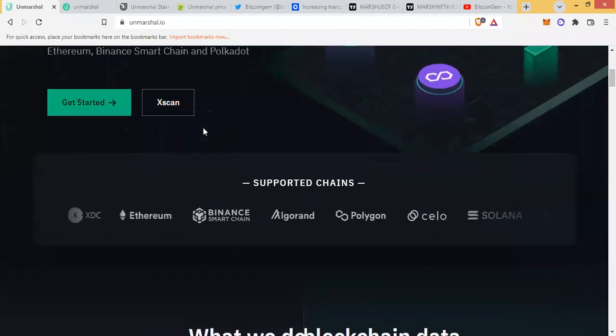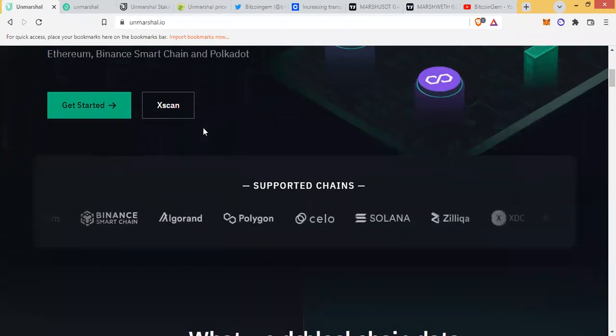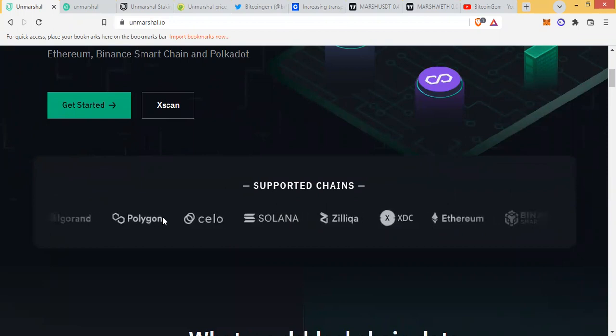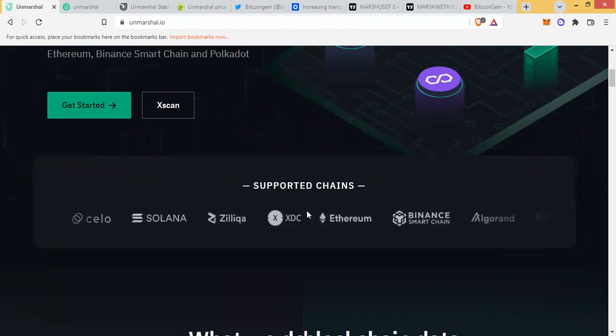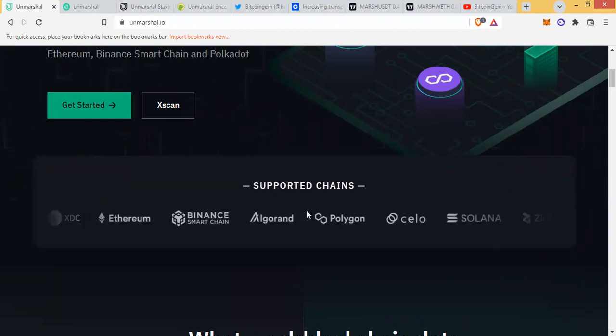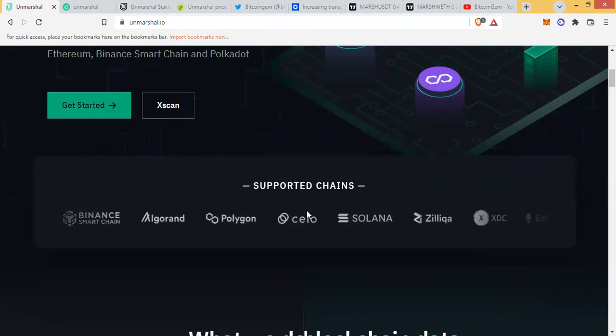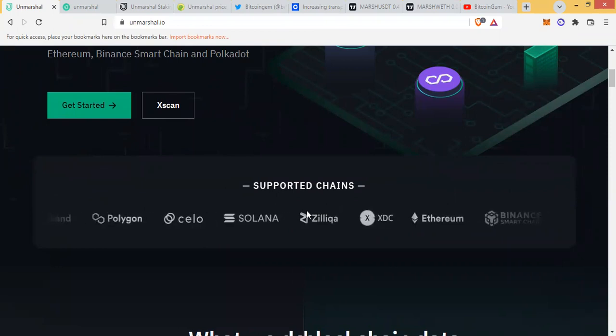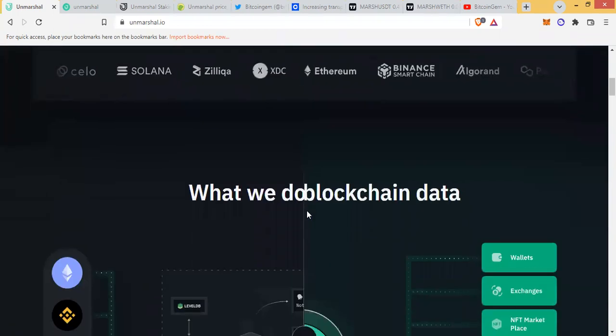So basically they are chain agnostic. They are supporting multiple chains. You can see over here, they are supporting Binance, Ethereum, Zilliqa, XDC, Algorand, Polygon, Celo, Solana, and almost every major layer one blockchain they are supporting.